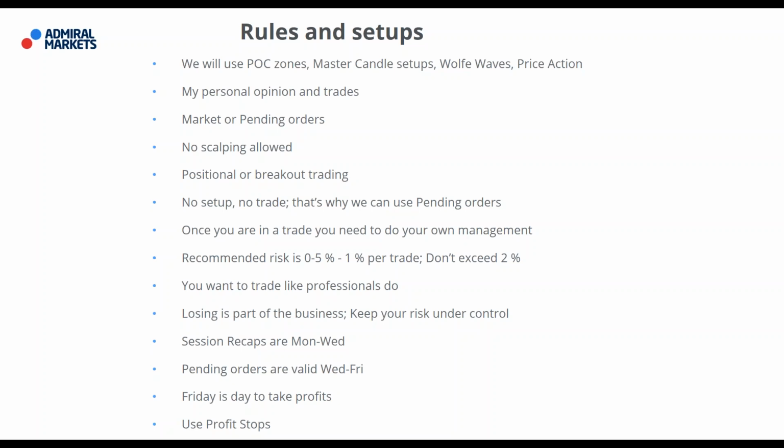But for these setups today, or this setup today, we really need to think about protecting our trades before 6 p.m. tomorrow, Thursday. Friday is the day to take profit. So usually on Friday, if we have some trades running, we are going to protect our profit. Use profit stops. There is nothing awkward or bad in protecting your profits. No one has ever gone broke by taking profits.